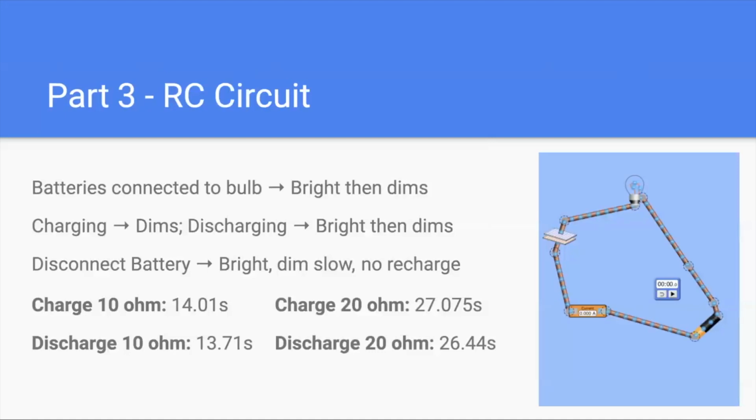For part 3, which was the RC circuit, when the batteries were connected directly to the bulb, it brightened and then dimmed. When the batteries were connected to a capacitor and then to the light bulb, it also brightened and dimmed. And the same thing happened when the capacitor was discharging. When the battery was disconnected completely, it got bright and dimmed very slowly, but the capacitor did not recharge because there was no battery. Then we measured the time it took when the capacitor was charging and when it was discharging for both the 10 ohm and the 20 ohm light bulb, and found that the charge and discharge times were approximately the same for both.